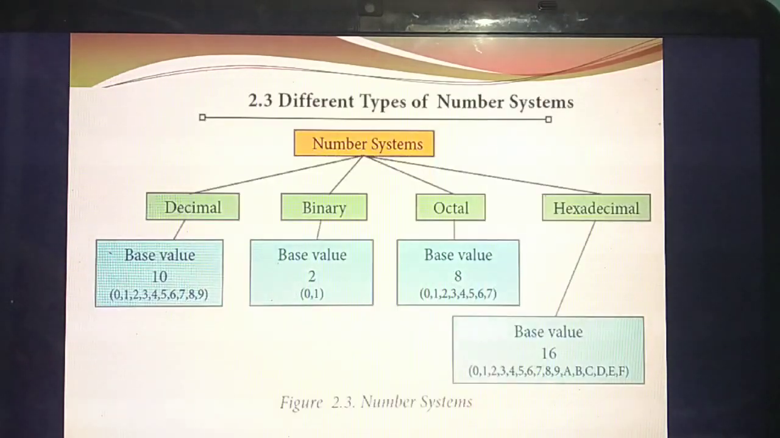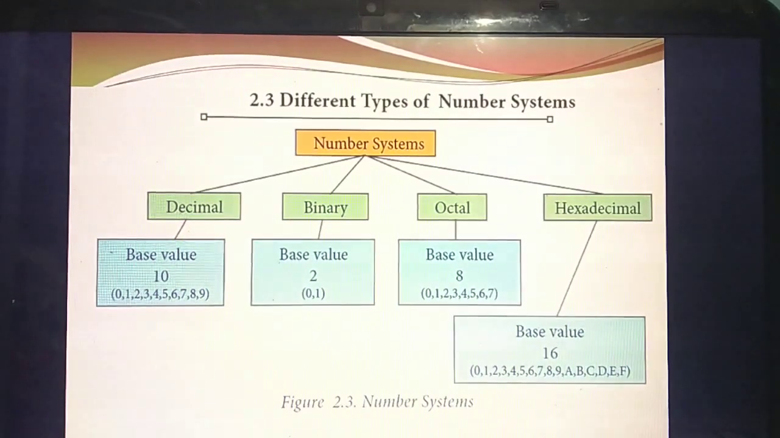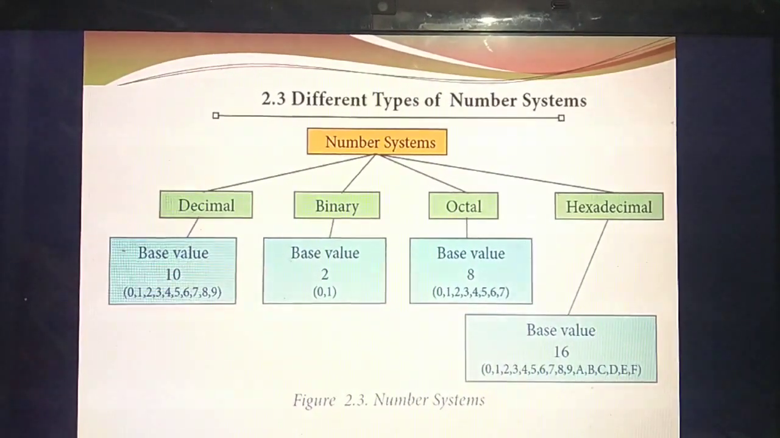Today we are going to study the different types of number systems. There are totally 4 kinds of number systems, and in the book they have given 4 types. What are the 4 types of number system? First one is decimal number system. Second one is binary. Third one is octal and fourth one is hexadecimal.